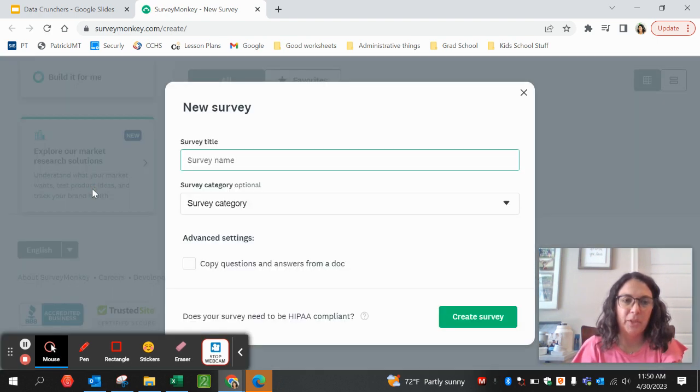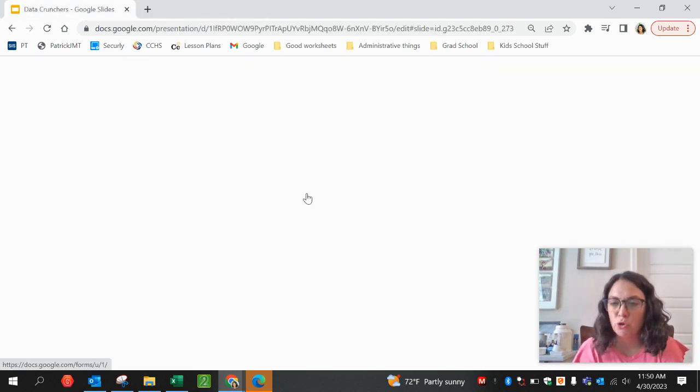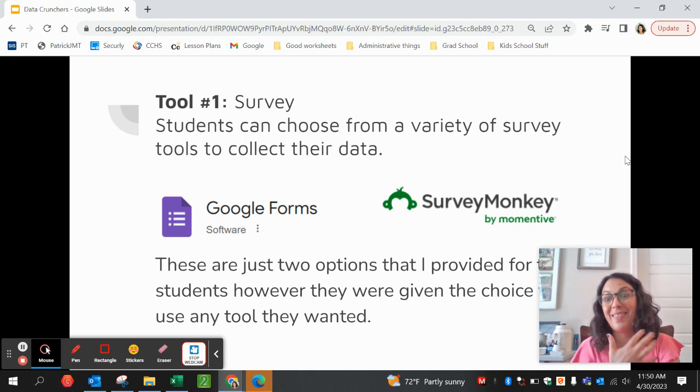So, Google Forms was easy because we're a Google school and they don't have to log into anything. They don't have to sign up for anything. SurveyMonkey allows them to sign in with Google also. So nice and seamless. And then they just had to create their survey here in SurveyMonkey. I didn't have very many students stray away from Google Forms or SurveyMonkey just because they're not as familiar with these kinds of tools. So they didn't have one that they loved that they were going to use.